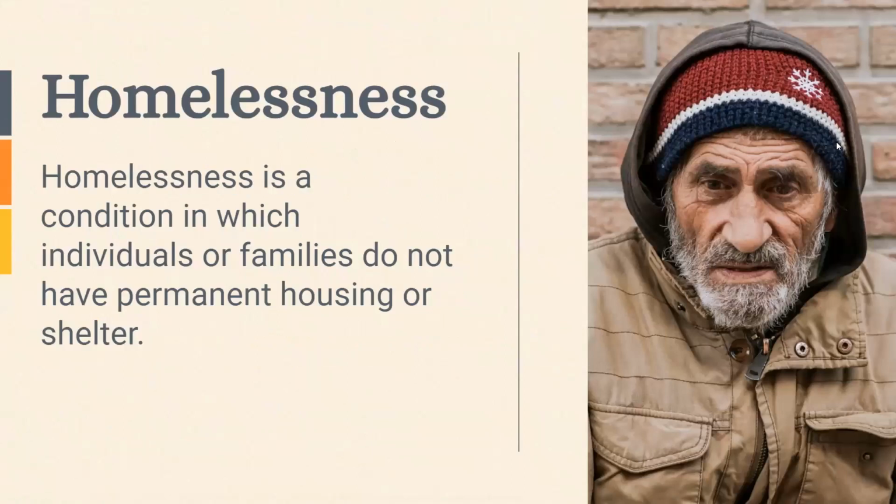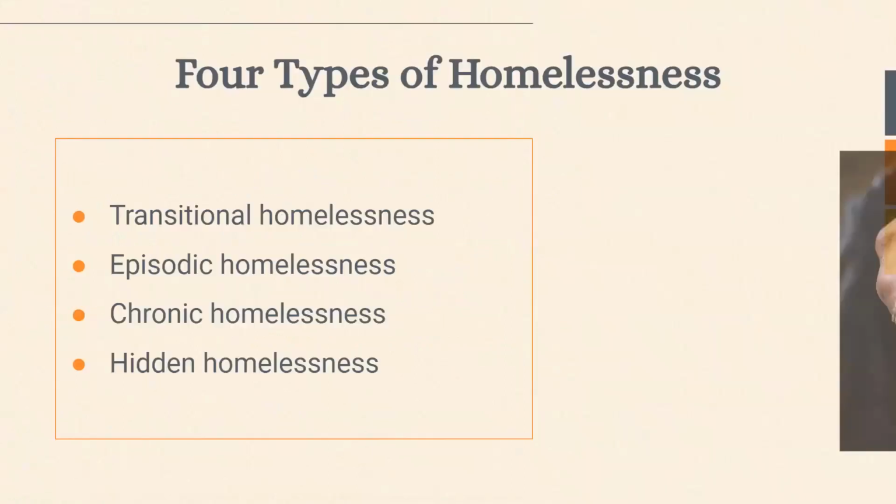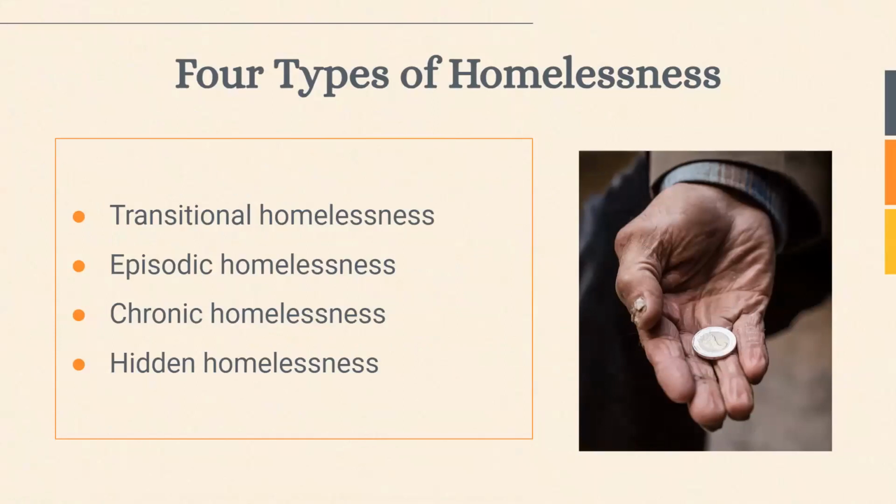What is homelessness? Homelessness is a condition in which individuals or families do not have permanent housing or shelter. There are 4 types of homelessness: transitional, episodic, chronic, and hidden.